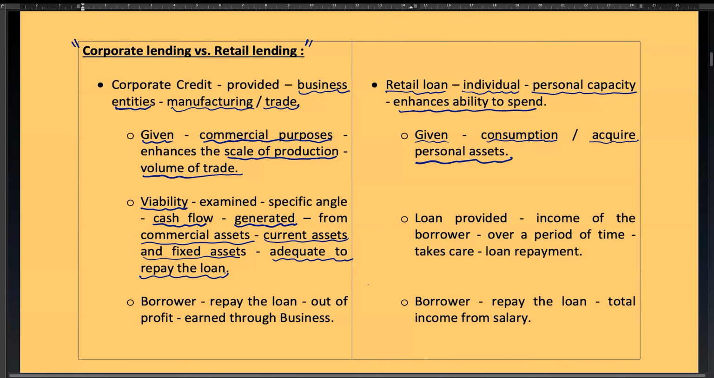But in case of retail lending, the loan is provided based on the income of the borrower. So the bank will look at whether that income over a period of time will be sufficient to take care of the loan repayment. Look, on the viability angle, for corporate lending it's the cash flow generated from the assets, whereas for retail, it is the income of the borrower over a period of time. So basically the borrower will be repaying the loan from his personal income, let's say salary, whereas in case of corporate lending, the borrower has to repay the loan out of the profits that are earned through the business.